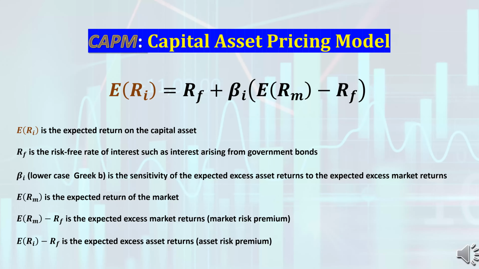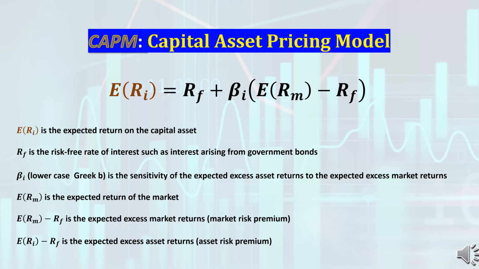The discussion next moves forwards to explain each of the input parameters for each variable that is of interest to the discussion, starting with the capital asset pricing model. When looking at the capital asset pricing model, whenever an E is encountered with something in parentheses, that means expected, which is an estimated value. Whenever an R is encountered, that means rate of return, or simply rate for short. So for the first line, E with respect to R sub I is the expected return on the capital asset. R sub F is the risk-free rate of interest, such as interest arising from government bonds.